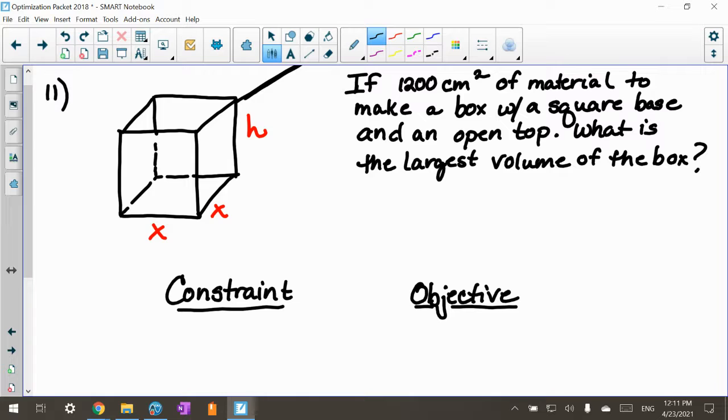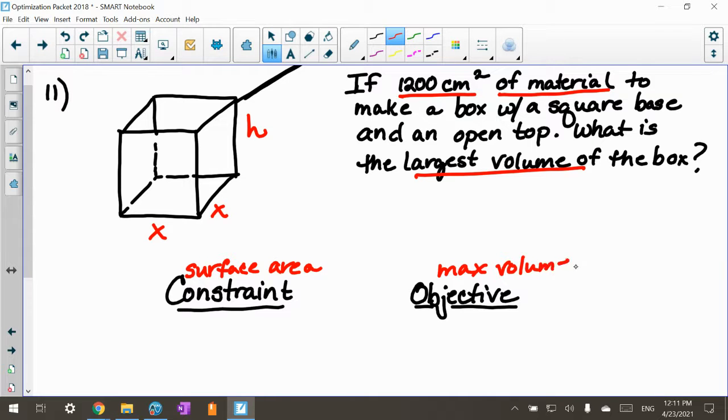So it's an open box. I want you to think of a tissue box. If I'm talking about the material to make that box, and we're told we have 1200 square centimeters, that is my constraint. That's the cardboard, if you will, or the surface area of the box, the cardboard to make the box. That's our constraint. Our objective is to have the largest volume. So our objective is max volume. This kind of organizes your thoughts.